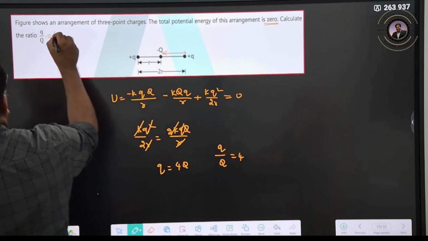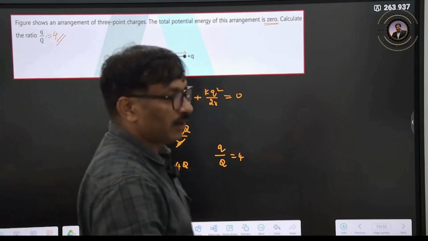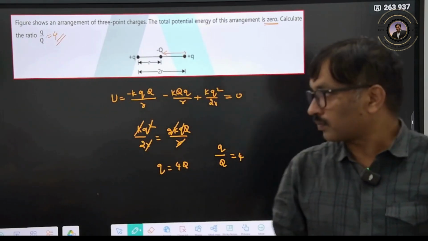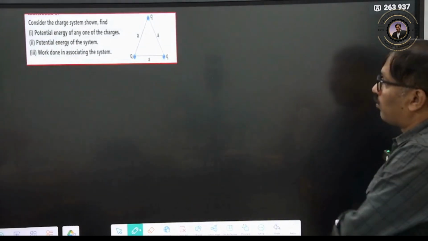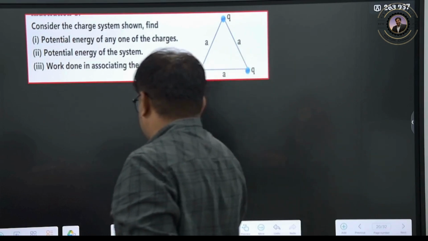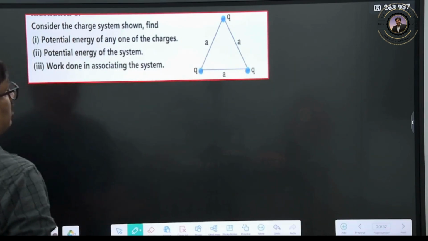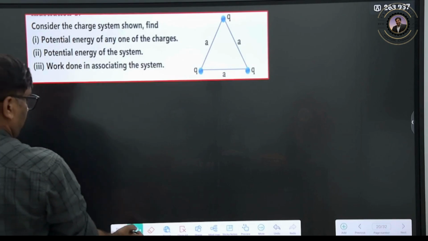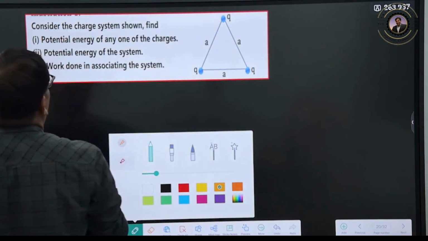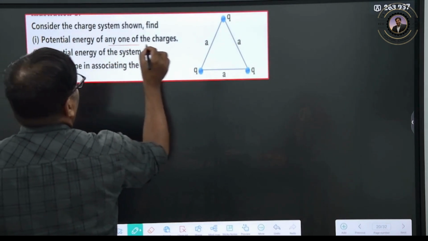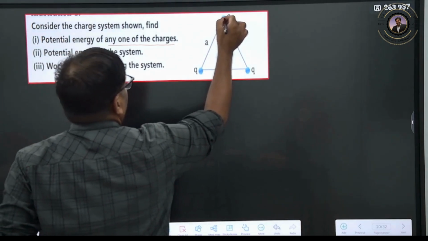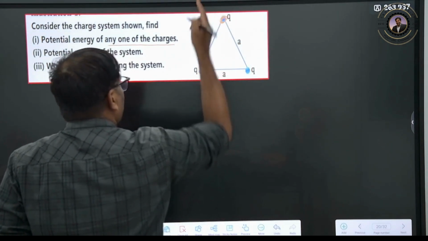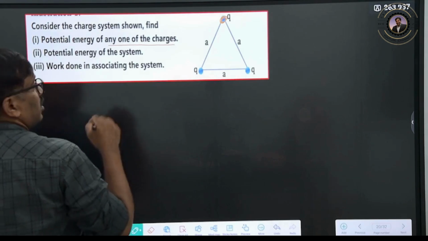So it will be equal to 4, it will be our answer. Clear? Okay. Now one more question. We'll discuss here, consider this system. We want to calculate the potential energy of any one of the charges. Any one of the charges means what? Suppose I am taking this one charge. What will be the potential energy associated with this charge?